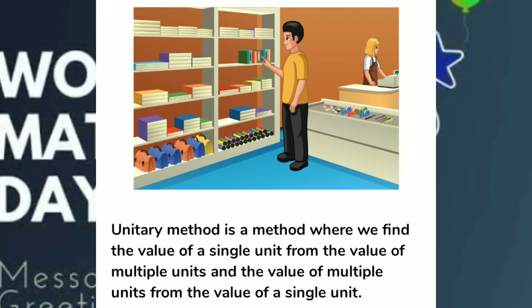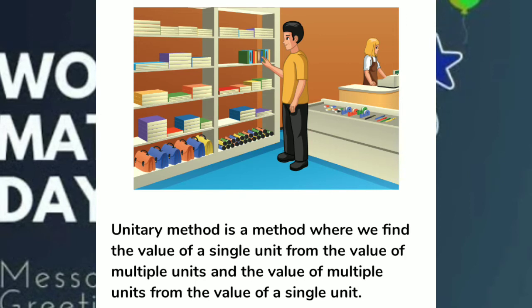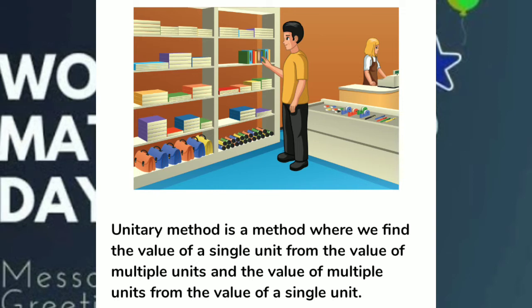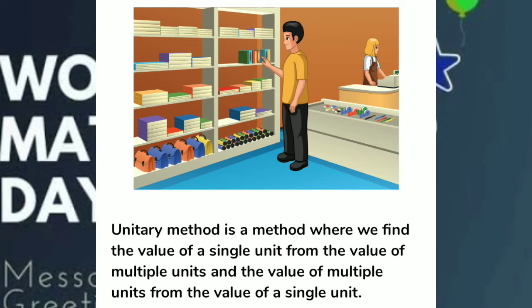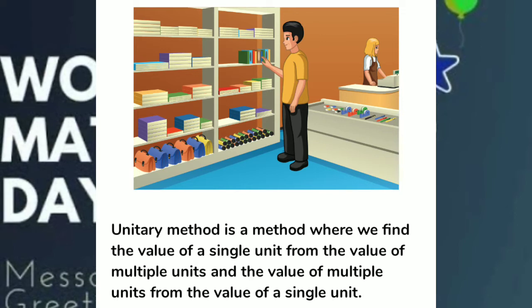Unitary method is a method where we find the value of a single unit from the value of multiple units, and the value of multiple units from the value of a single unit. With the help of an example, I will explain this unitary method.